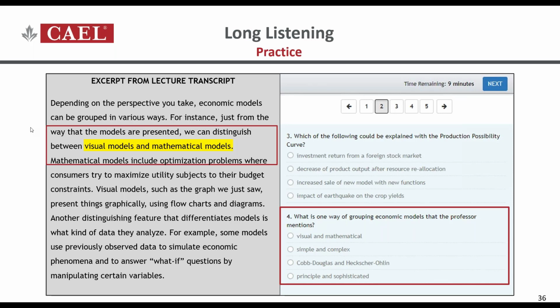So those are the 3 skills. I'll just say them one more time. General meaning, specific information, and inference. Which skill did we use to answer this question?